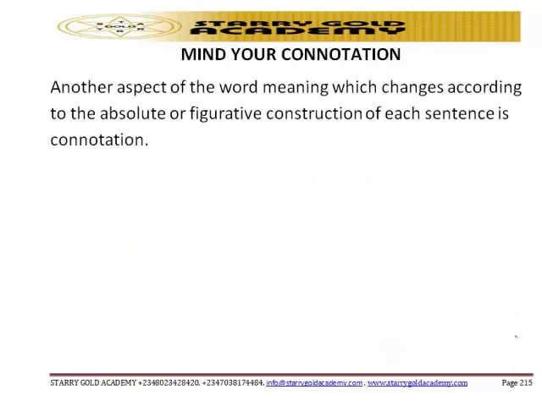Now we have to proceed because we have a long way to go. Remember, we are dealing with denotation, connotation, hyphen, figure of speech. Now, I say we should mind our connotation in our sentences and in our interaction with people. Another aspect of word meaning, which changes according to the absolute or figurative construction of each sentence, is connotation. Denotation is the exact meaning, while connotation can vary according to how it is structured in the passage.